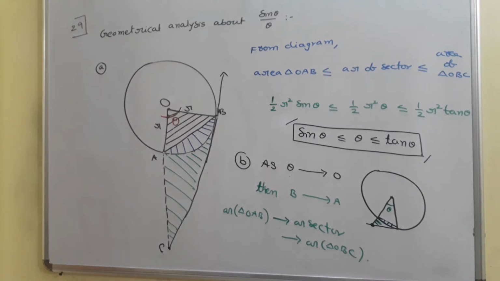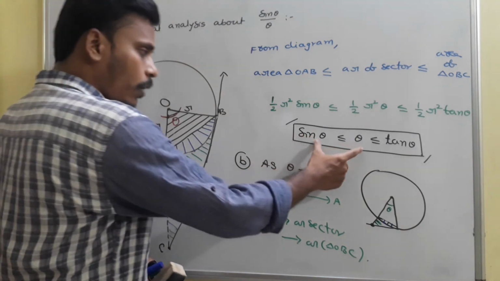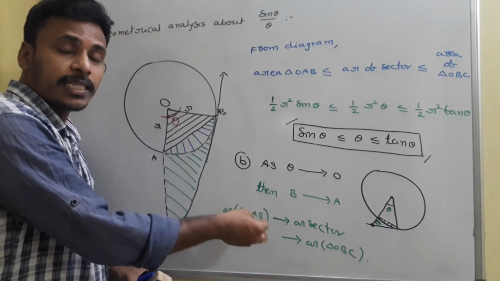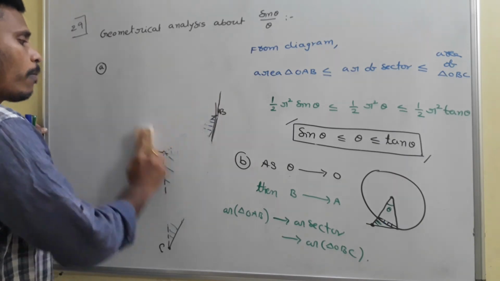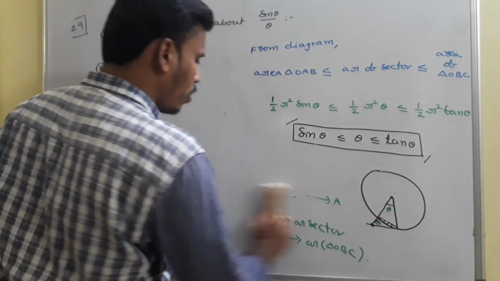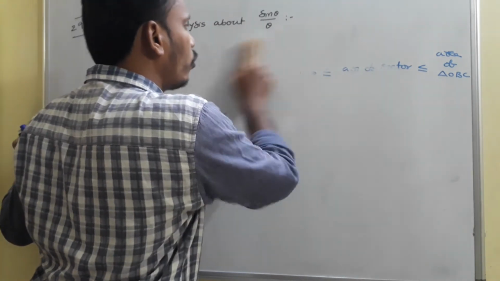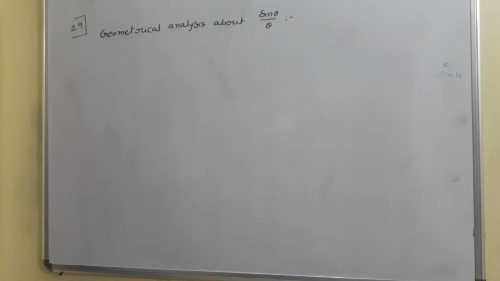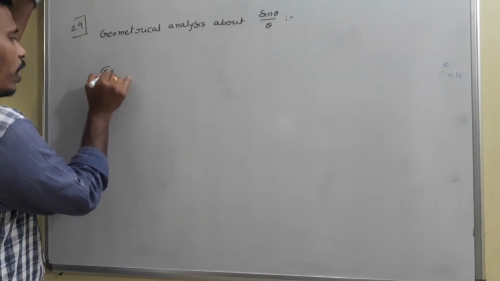So at the end, from these 2 points A and B, my conclusions are this inequality, along with the fact that as theta tends to 0, they are almost equal. I will continue my discussion with these 2 points now. A is clear, B is clear, and I am going to give you part C.